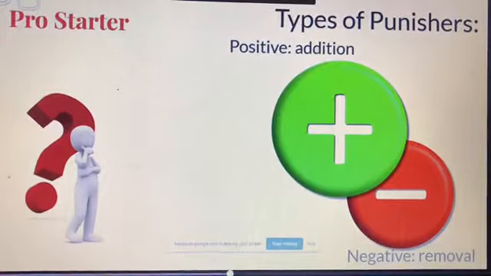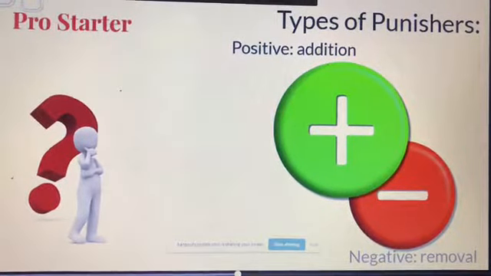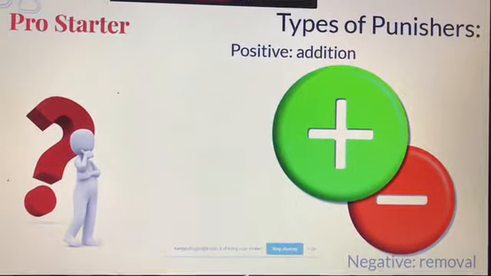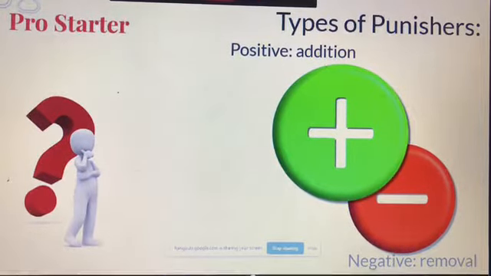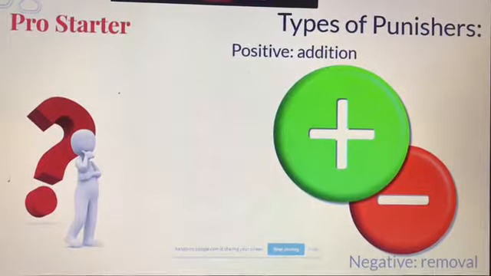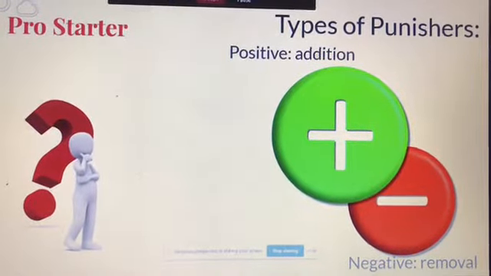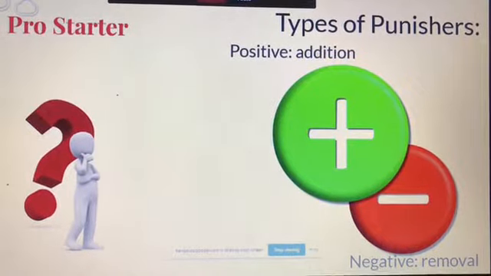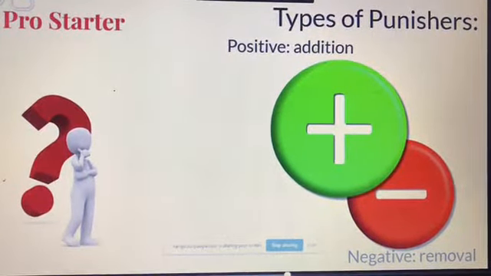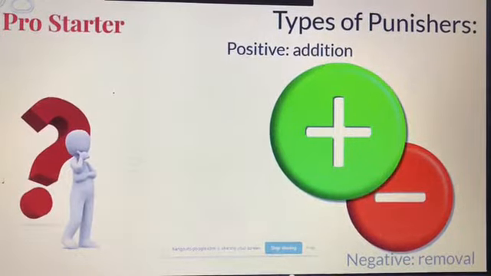An example of a negative punisher is taking a student's cell phone for the remainder of class in hopes to decrease the student's off-task durations. An example of a positive punisher would be assigning a student who forgets to turn in their homework assignment on time extra homework. This way, next time it's time to turn in their homework, they will likely turn it in on time.